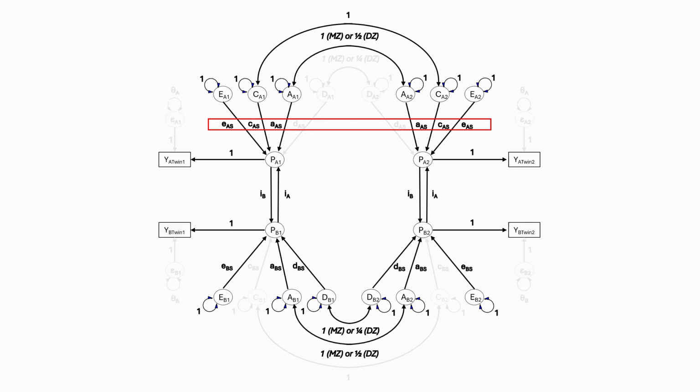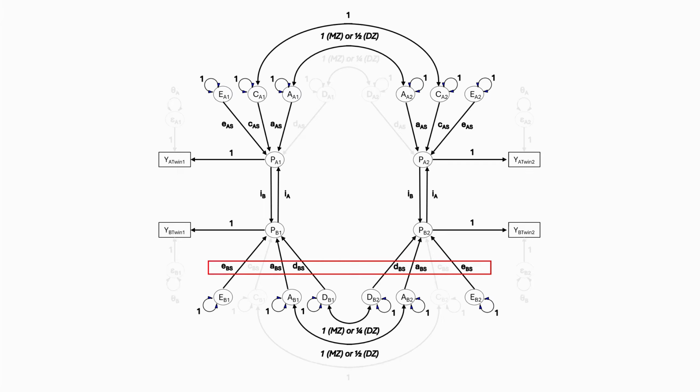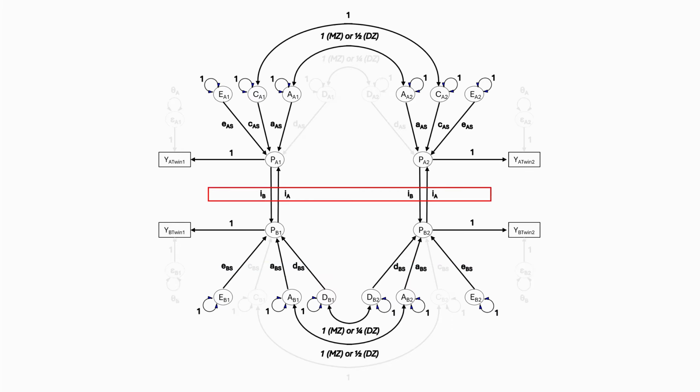So now we estimate 3 path coefficients for variable YA, 3 path coefficients for variable YB, and 2 path coefficients modeling the reciprocal causal relationship between observed variables YA and YB. That means we are estimating 8 parameters in total using 9 pieces of information. Now it can be shown that the reciprocal direction of causation model is nested within the more general bivariate twin model we discussed earlier.